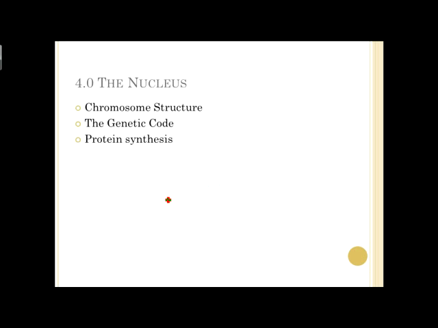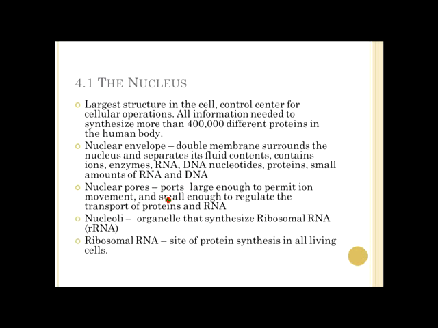The nucleus, chromosome structure, genetic code, and then protein synthesis in this section. Nucleus, largest structure in the cell, control center for cellular operations, all information needed to synthesize more than 400,000 different proteins in the human body.